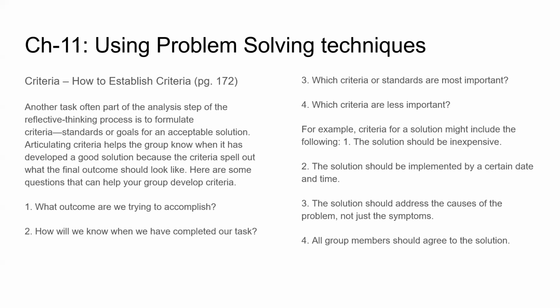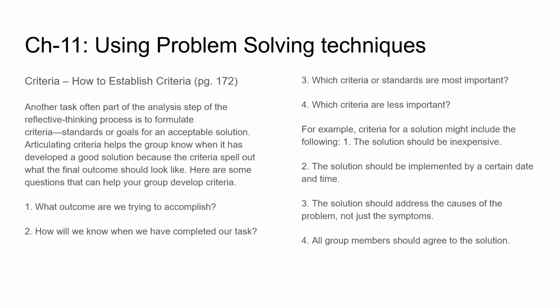So here are some questions that can help your group develop criteria. Number one, what are you trying to accomplish, and what's the outcome? A, B, pass, I'm not sure, I don't care. Number two, how will we know when we have completed our task? Right, submitted and graded. Number three, which criteria standards are most important? Okay, what we're trying to learn, our grade, the professor's feedback. Number four, which criteria are less important?